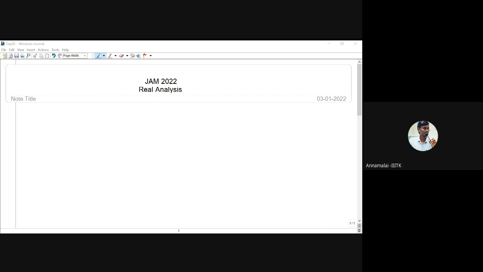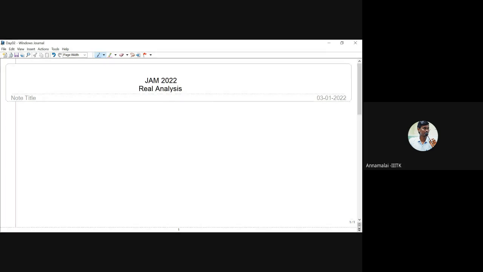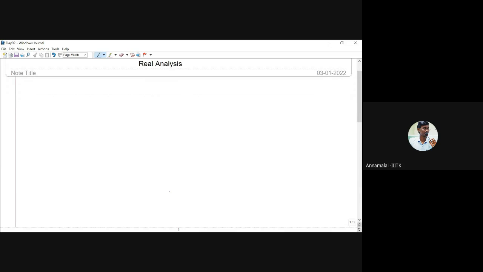Okay, so last class we discussed the properties of real numbers, and then we studied the important axiom, that is the LUB axiom. So now in this class we study two applications of the LUB axiom. They are very important applications. The first one is the Archimedean property.